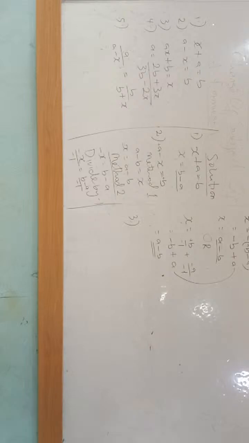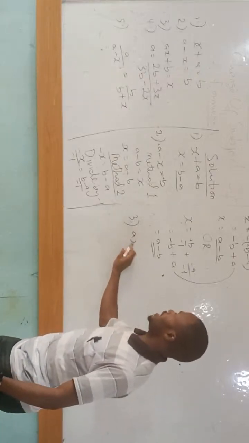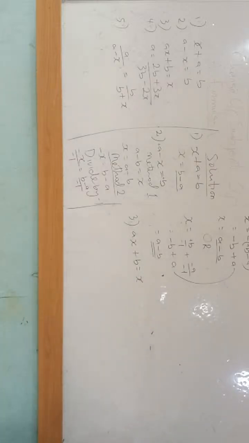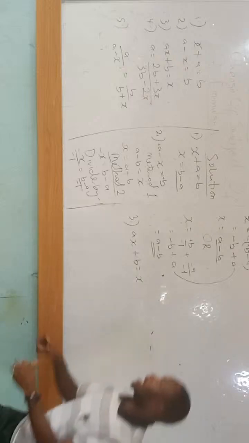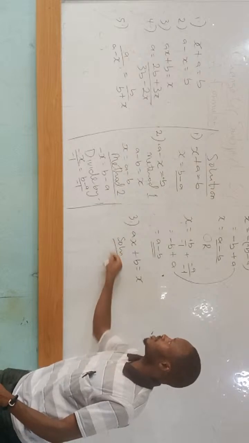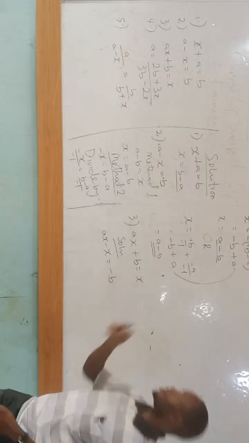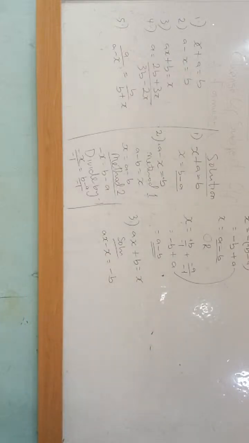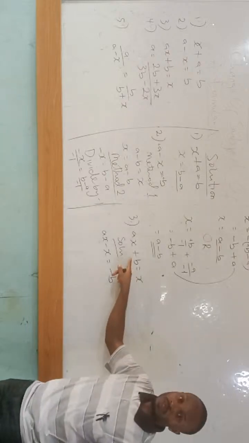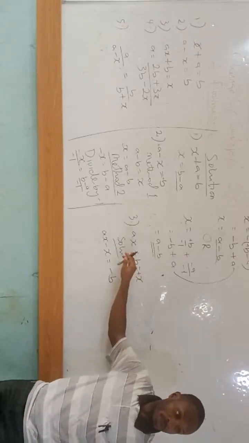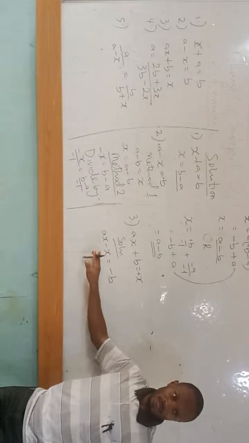Number 3, you have ax plus b is equals x. Now, what you want to do here is collect terms. Are you following? Let me give my preference here. I would prefer to say ax minus x is equals minus b. Then you wonder what happened. The plus b came this way and became minus b, and the plus x went that way and became minus x. Are you with me?